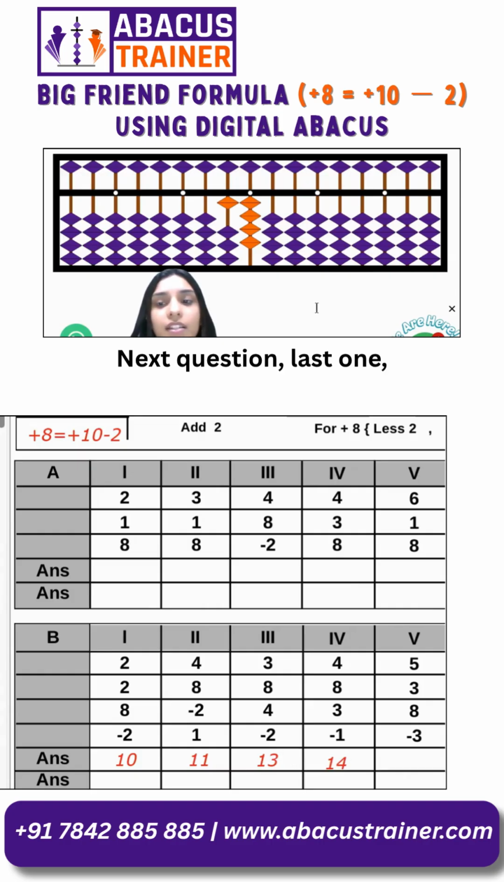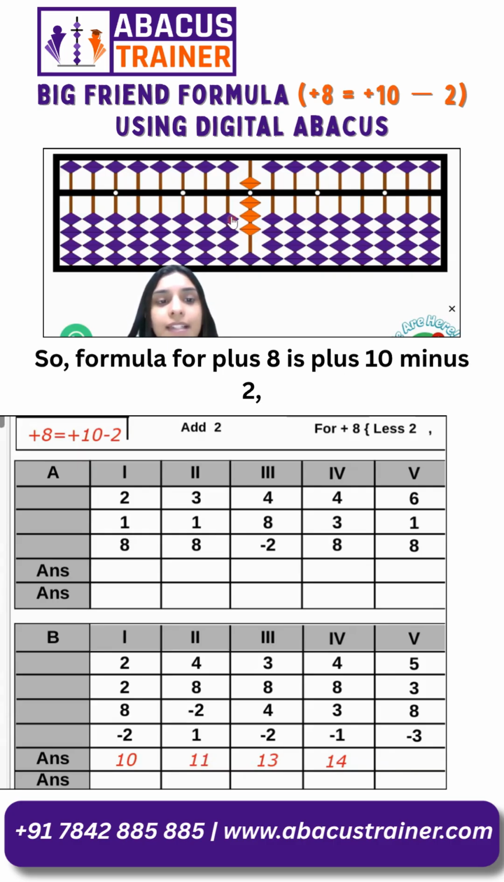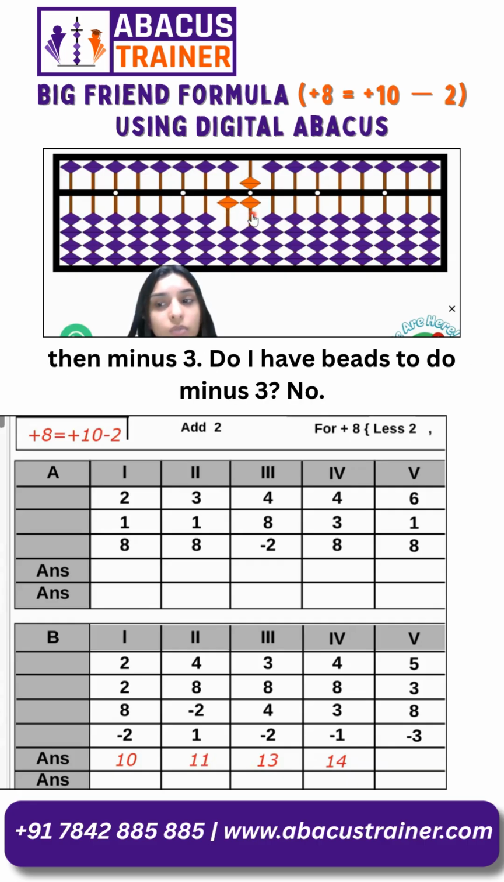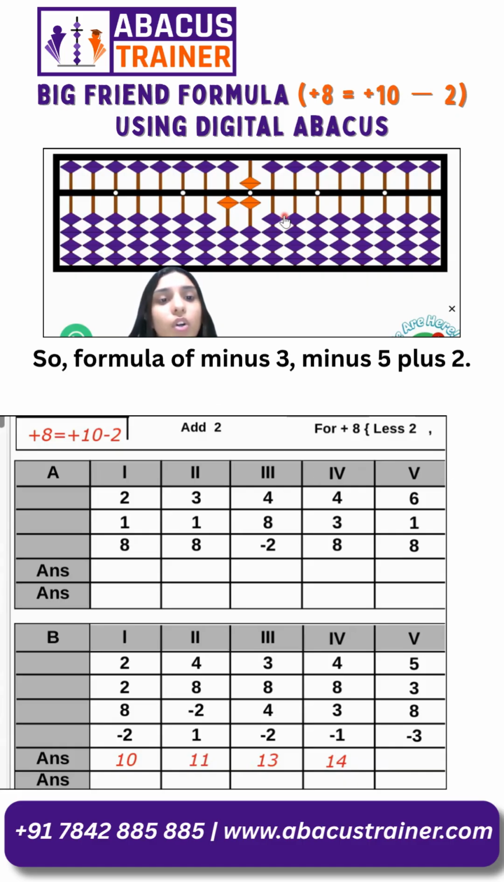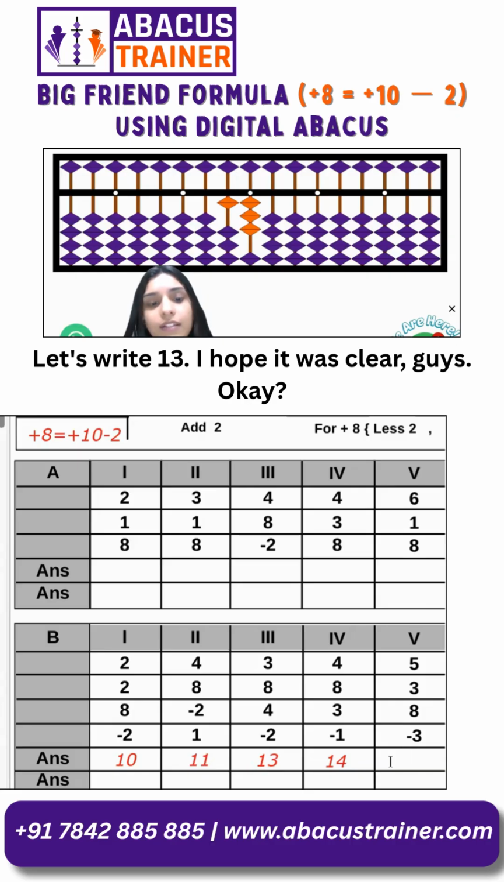Next question, last one. 5. We'll do 5. Then plus 3 plus 8. Do I have enough beats to do 8? No. So formula for plus 8 is plus 10 minus 2. Then minus 3. Do I have beats to do minus 3? No. So formula of minus 3 minus 5 plus 2. My answer is 13. Let's write 13.